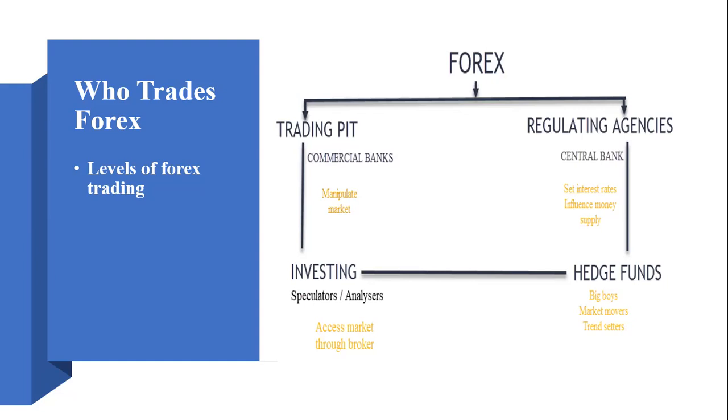When we talk about the trading bit, we have the commercial banks. These commercial banks are the banks that will be doing the transactions of these currency pairs. These are the banks that will be exchanging these pairs. And these banks are the ones who can manipulate the market. Why? Because they are in contact with the customers, so they can manipulate the market.